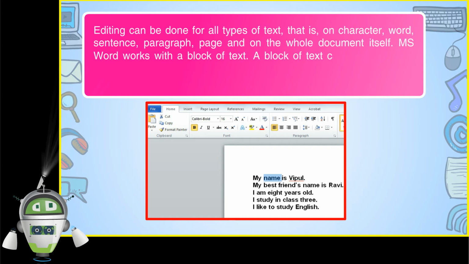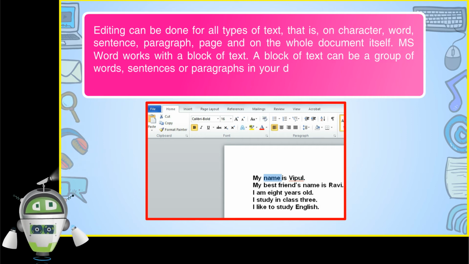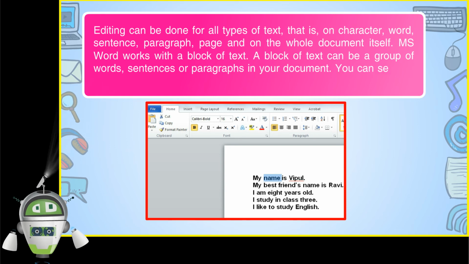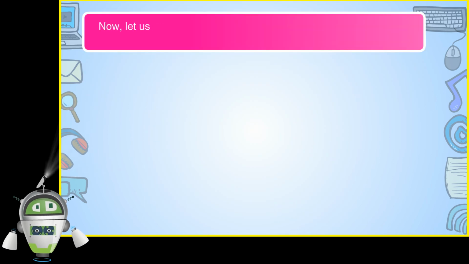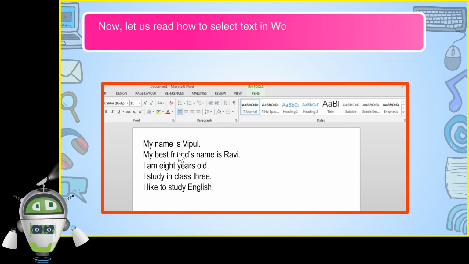A block of text can be a group of words, sentences, or paragraphs in your document. You can select a block of text with the help of the mouse or the keyboard. Now, let us read how to select text in Word.